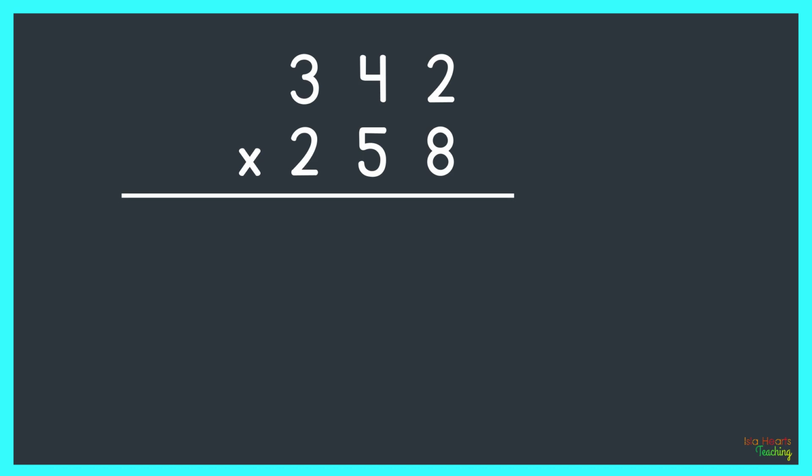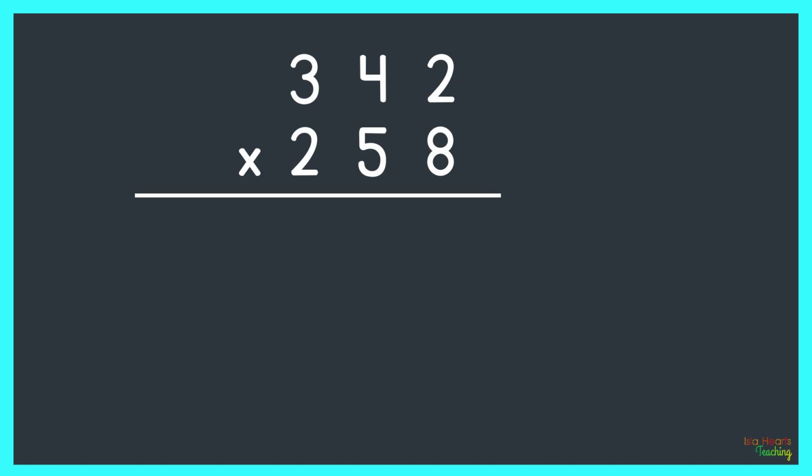342 times 258. You must be sure to line up the ones under the ones, the tens under the tens, and the hundreds under the hundreds. Okay, we're going to multiply 342 by 258.